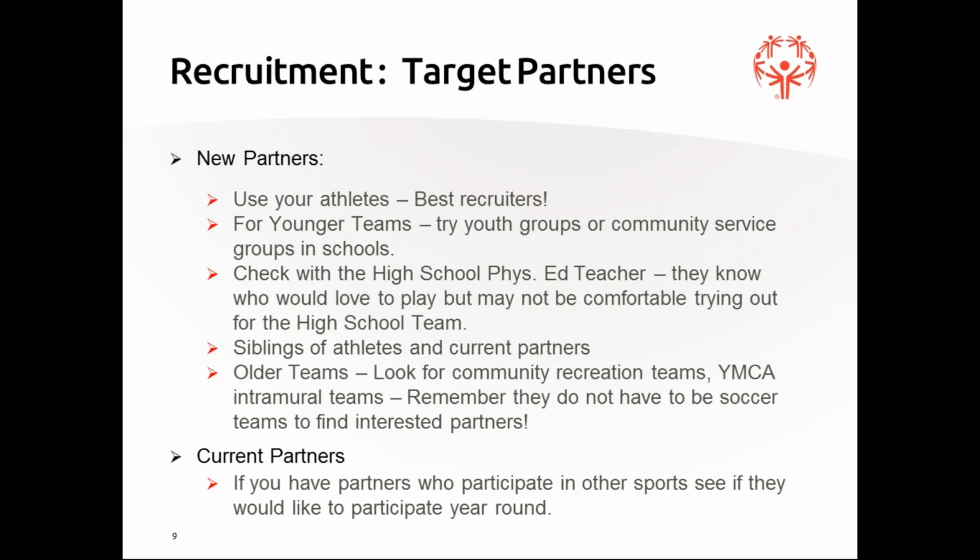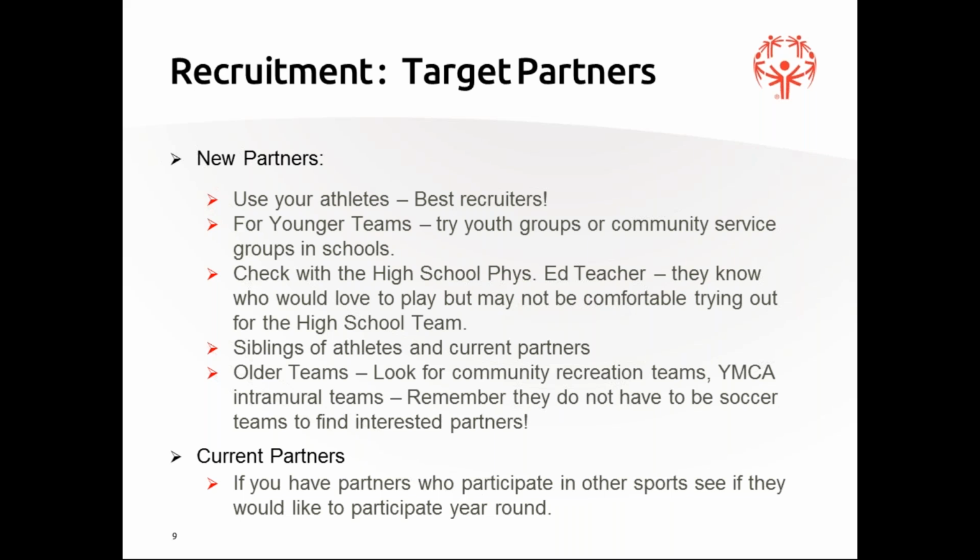Now, for partners, we need to recruit those also. Use your athletes. Athletes are the best recruiters. They know siblings, they know friends of their siblings, they know people without disabilities. Let them recruit for your team. For your younger teams, you can try youth groups or community service groups in schools. Check with your high school physical education teacher.